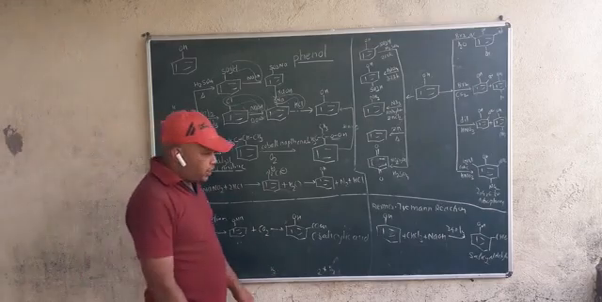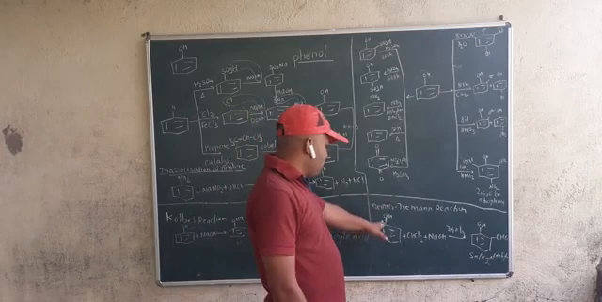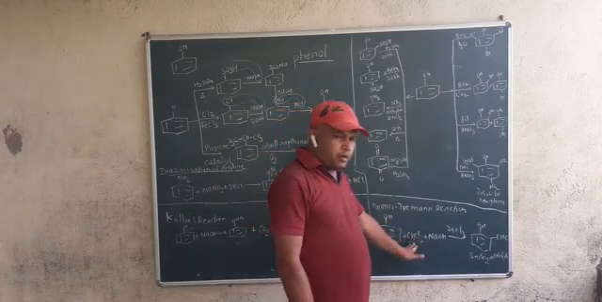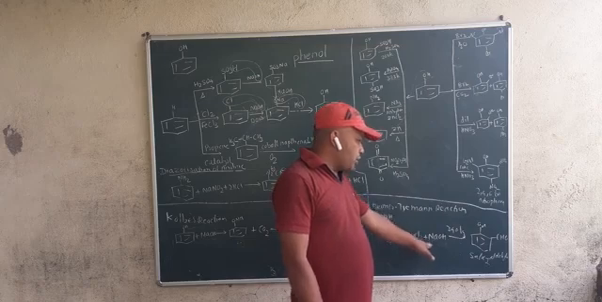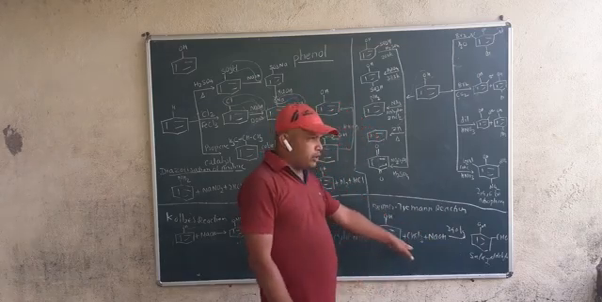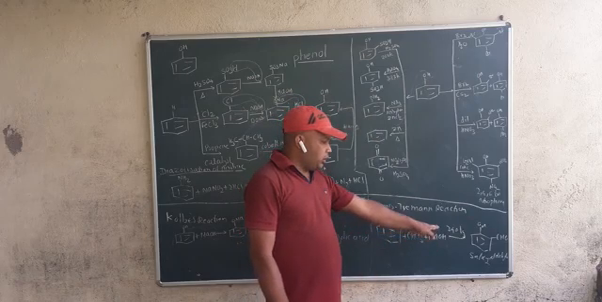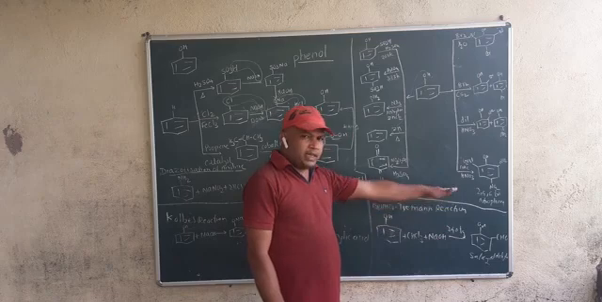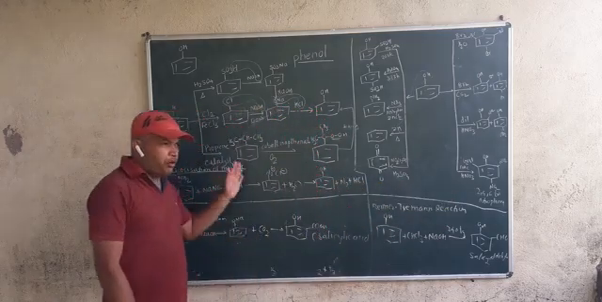Now the next reaction is the Reimer-Tiemann reaction. In the Reimer-Tiemann reaction, phenol, when treated with chloroform, CHCl3, and NaOH, you will get salicylaldehyde. When phenol is treated with chloroform in the presence of alkali at 340 Kelvin, you will get salicylaldehyde. So this is the overall summary of phenol.